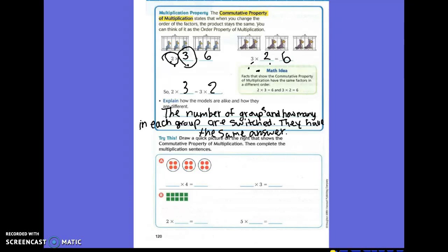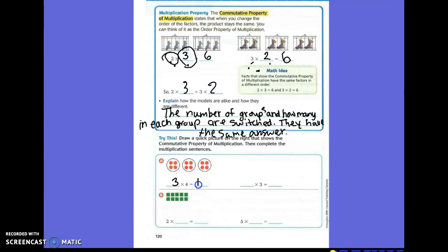Okay, now try this. Draw a quick picture on the right to show the commutative property of multiplication and then complete the multiplication sentences. So first we need to look at this picture A. How many groups are there? 3. How many in each group? 4. Okay, they already have the 4 for you. And how many does that equal altogether? Look at your picture. Okay, so what is 3 times 4?